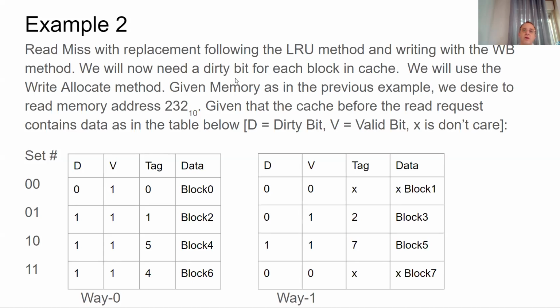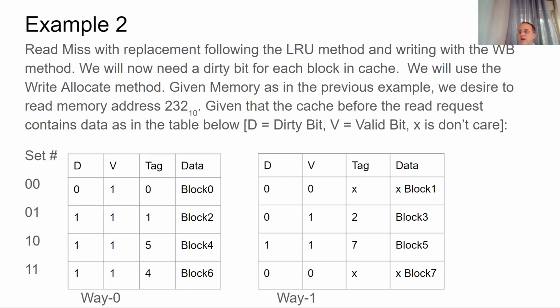We will now need a dirty bit for each block in cache. Well, that's because we have a WB. And here it is, D is the dirty bit. We will use the write allocate method, which means if we want to write, we're going to put it in cache. Are you able to just quickly remind us? Write allocate means that if we want to write to a particular byte, we don't just write to it in memory, we bring it into cache and then write to it in cache.